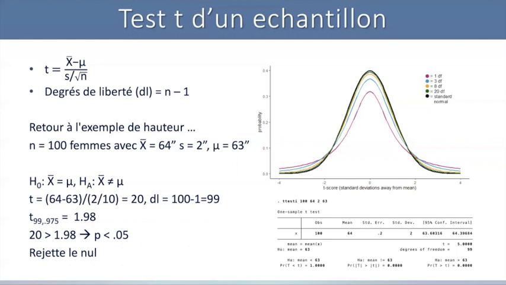Because my calculated test statistic of 20 is greater than its threshold value of 1.98, I know that my p-value is less than 0.05. I therefore reject the null and conclude that my population is significantly different from the known value of 63. In the lower right-hand corner, I've done this using software. It tells me the probability of my mean not being equal to 63 is 0.0000. When it's all these zeros, you can report that the p-value is less than 0.0001.